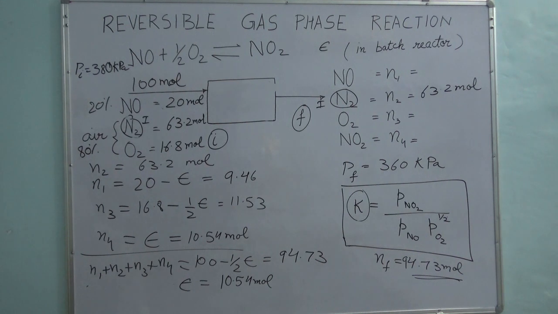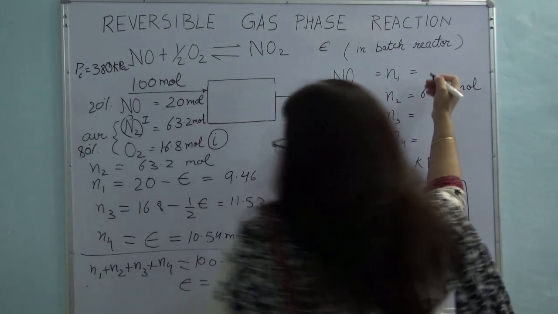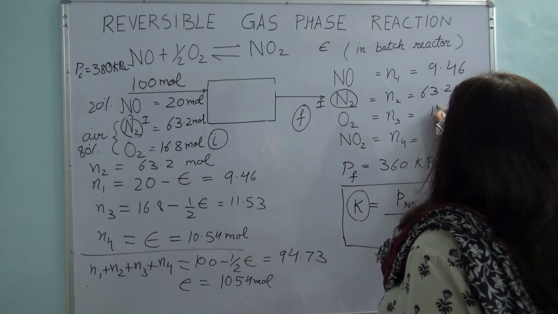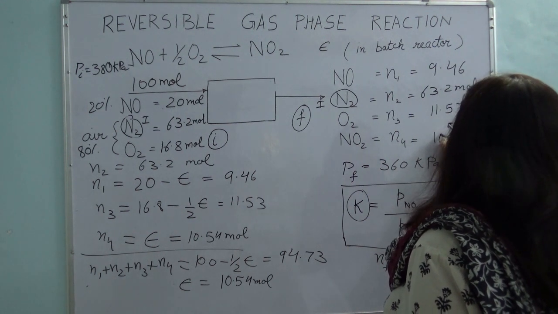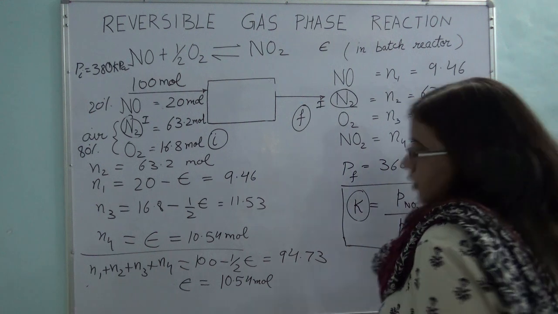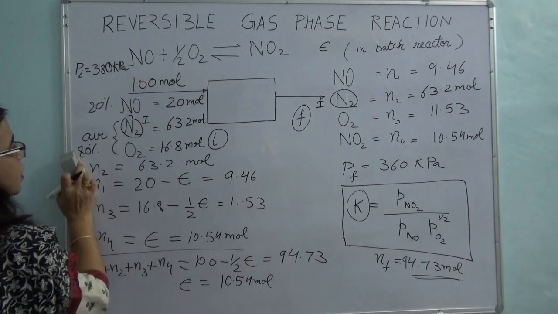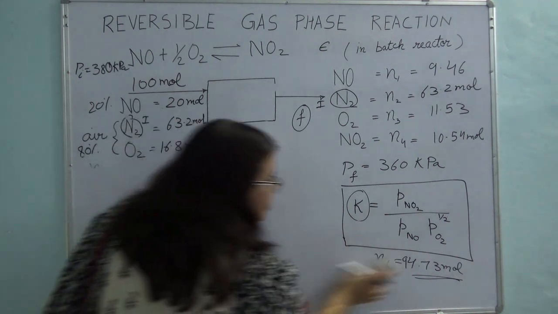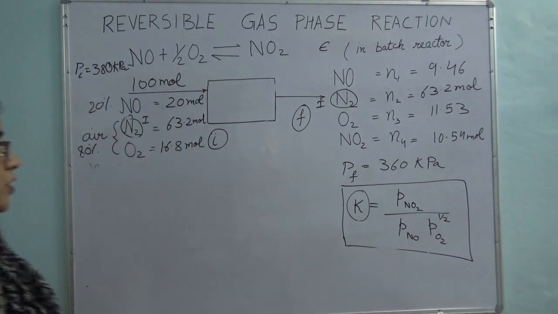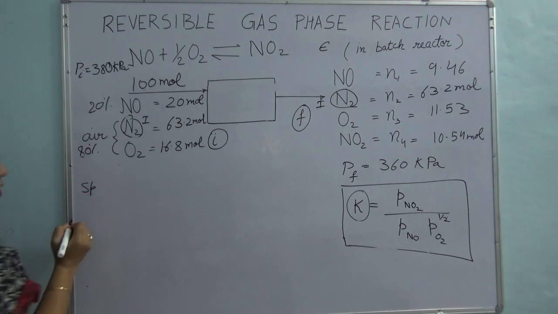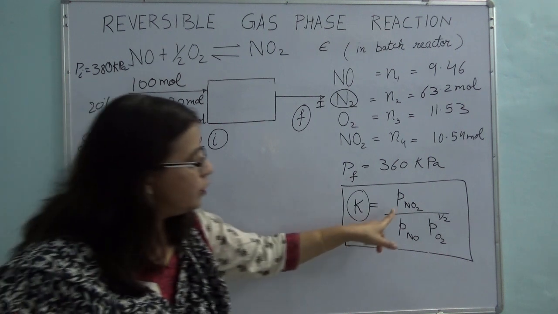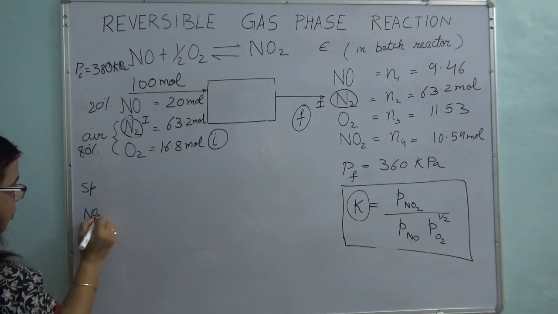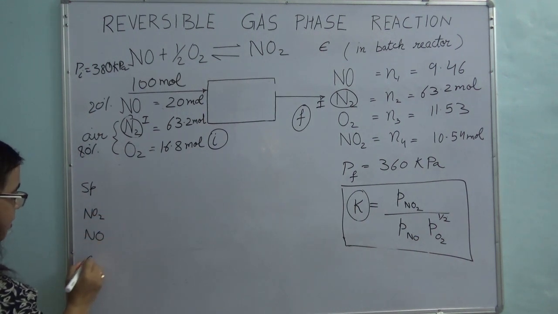Fine. So let me write all these over here. This is 9.46, this is 11.53, and this is 10.54. Okay. Now we will quickly calculate whatever is required. I have to calculate my partial pressure because this equation is in partial pressure. So I'm going to write down species. I require the partial pressures of only NO2, NO and O2, so I will write down only these species.